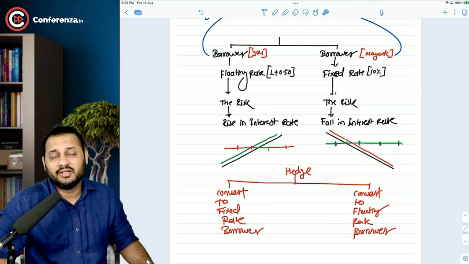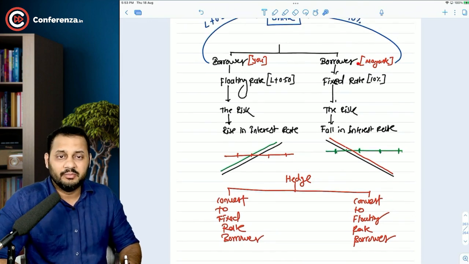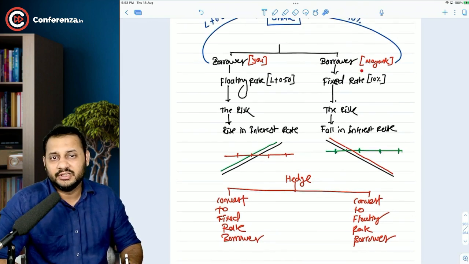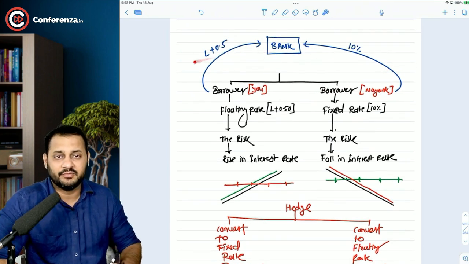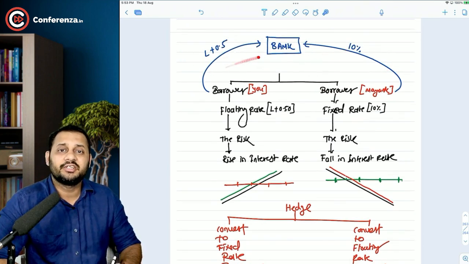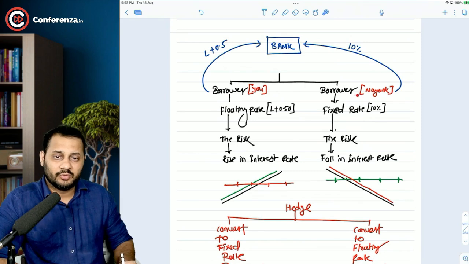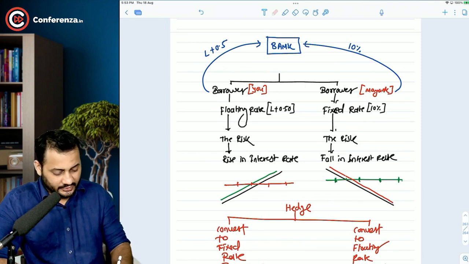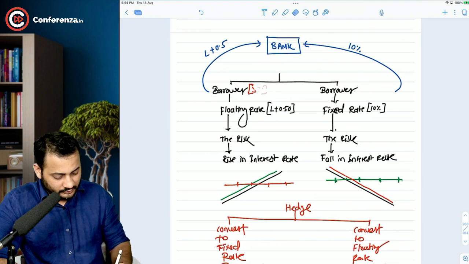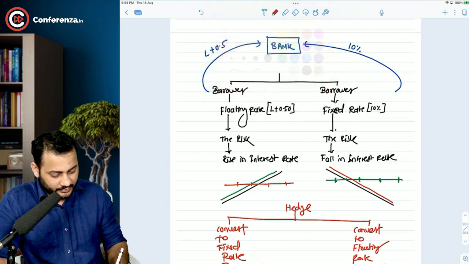Now, how to do that? It is through interest rate swaps. It's very simple, sir. Both of them will meet each other, and they will exchange their interest payment with each other. That means the borrower who has paid the LIBOR to the bank will take it back from this borrower. So this borrower, borrower 2, let's say we give them the names, borrower 2 and borrower 1. It's 1 and 2 instead of you and Mayank.